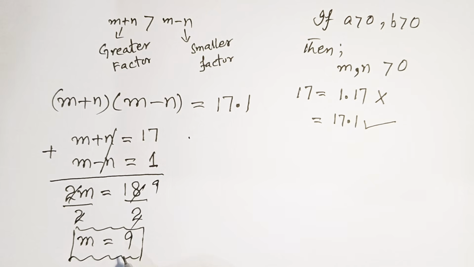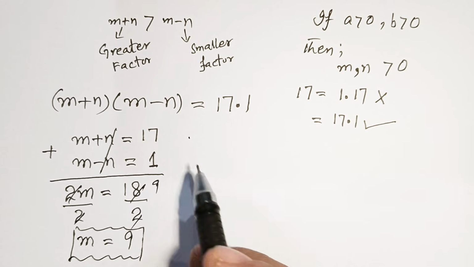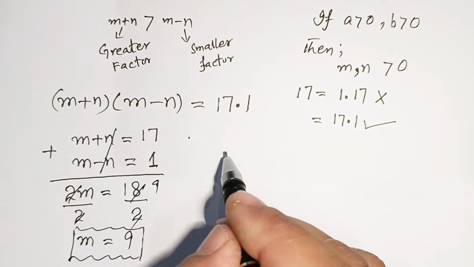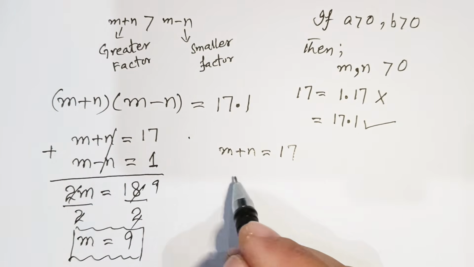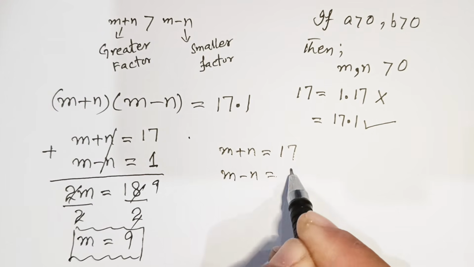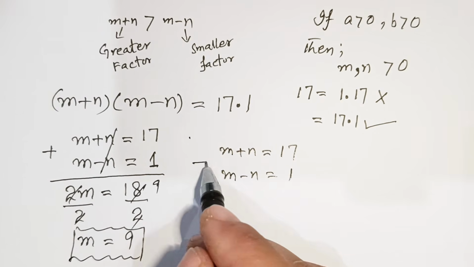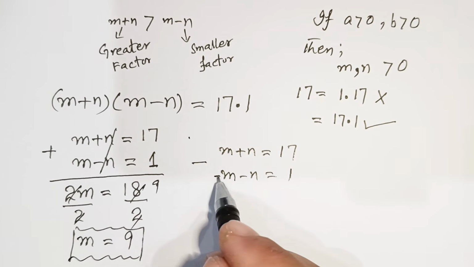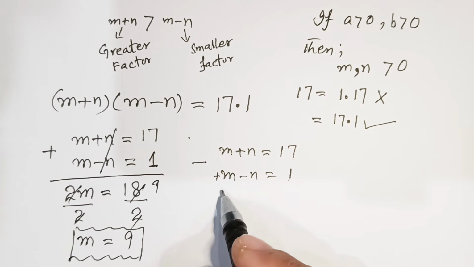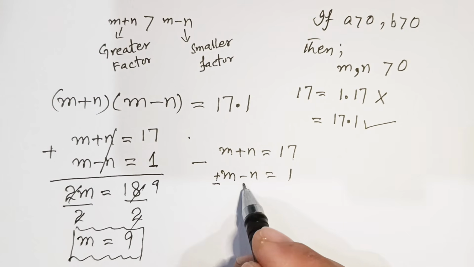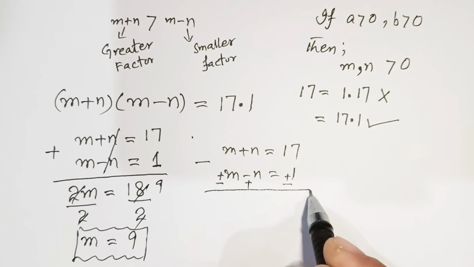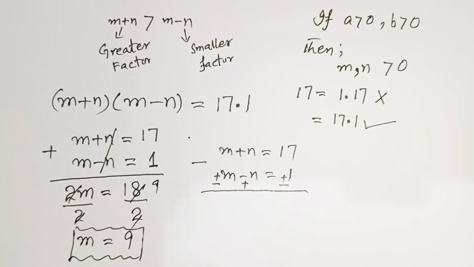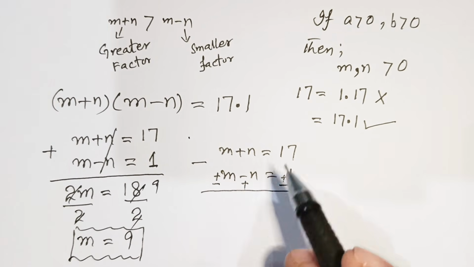For finding the value of n, we just use that m plus n is equal to 17 and m minus n is equal to 1. Now if we subtract these two equations, here the sign of m is plus, so we just write here minus, m minus will be plus, so here plus will be minus, just converting the sign from positive to negative and negative to positive.